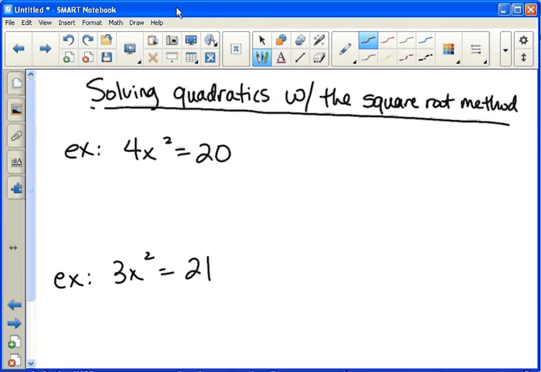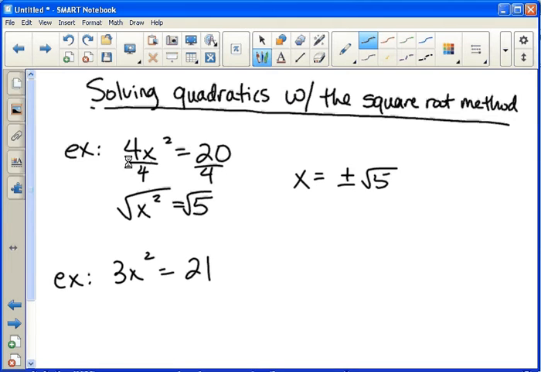So that's how you can know that you don't have to factor, that you can instead use the square root method. Okay? With the square root method, you just want to try to get the x by itself. So for example, with this first one, I just need to divide both sides by 4. That gives me x squared equals 5. And then I take the square root of both sides. The main thing you need to remember here is when you take the square root, you have to write plus or minus the square root of 5.